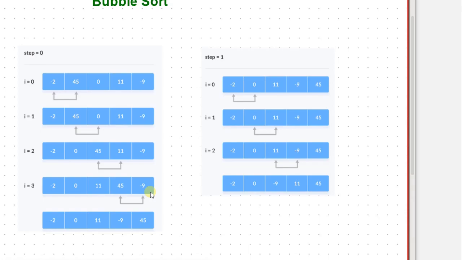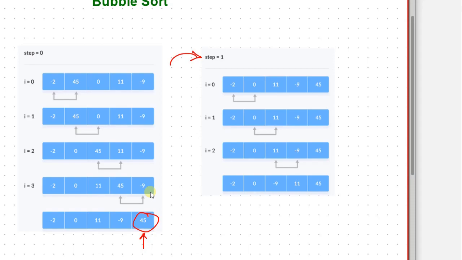That's the first step. When we are done with that first step, we have the largest number at the end of the array. But we still have 4 other numbers which need to be sorted. So we go to the next step, in which we do the same steps again.